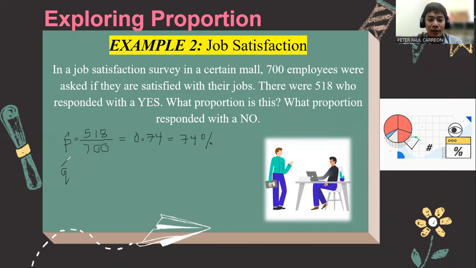And for our non-favorable response, those who responded no, it means they are not satisfied with their job. So we simply subtract 700 minus 518. That would be 182 over 700. Again, using your calculators, you have to divide. So the answer will be 0.26. Making it in percentage form, that is 26%.